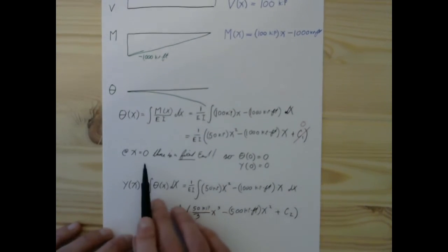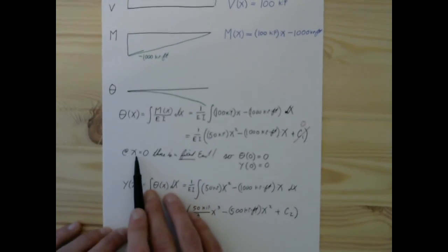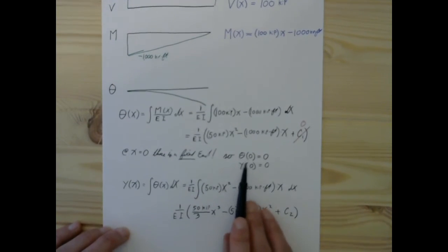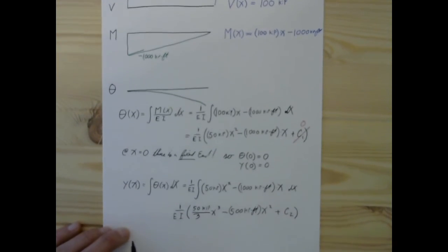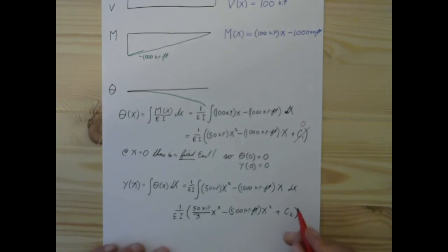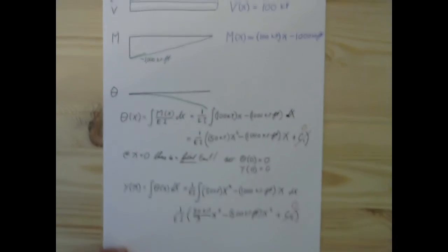But again, we have a fixed end at x equal to 0, which means that at x equal to 0, y had also better equal 0. So again, in this place, C2 conveniently equals 0. And this is our deflection function. It'll look similar to this as well, even steeper because of the cubic term.